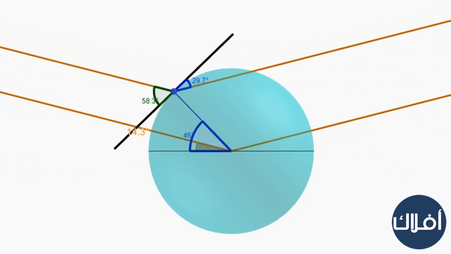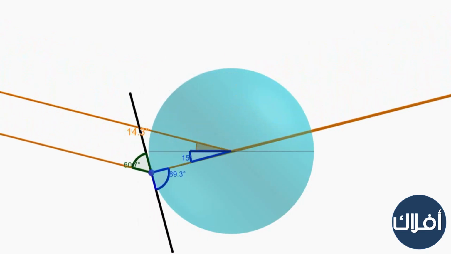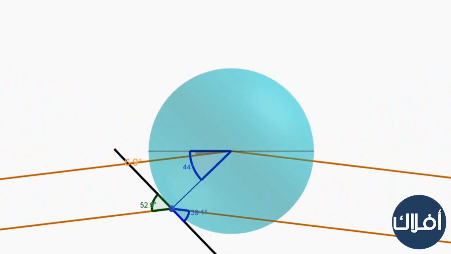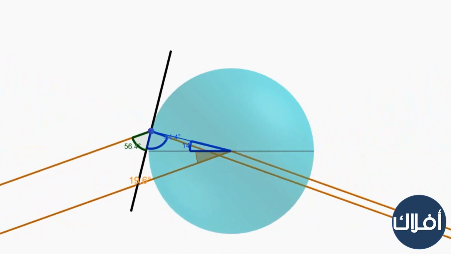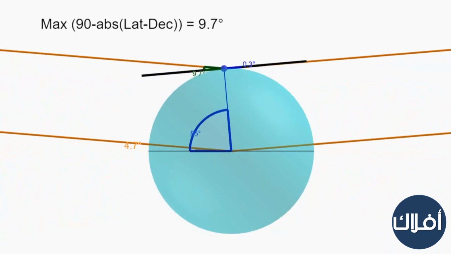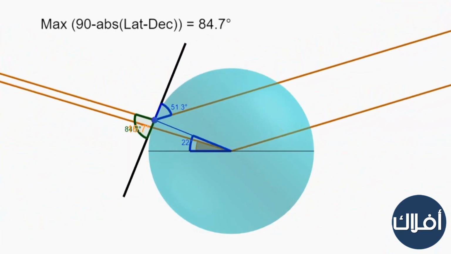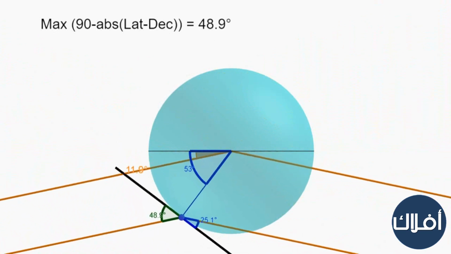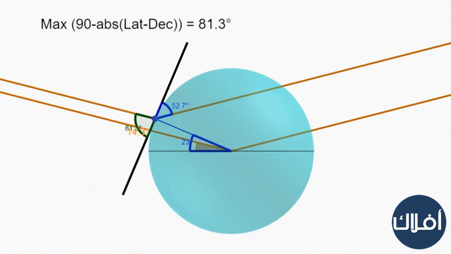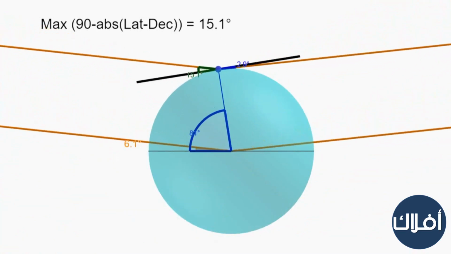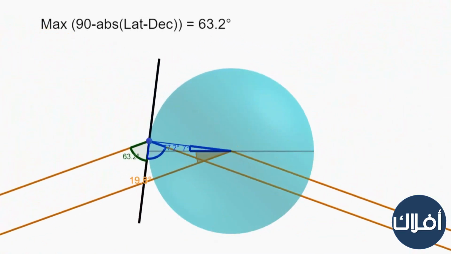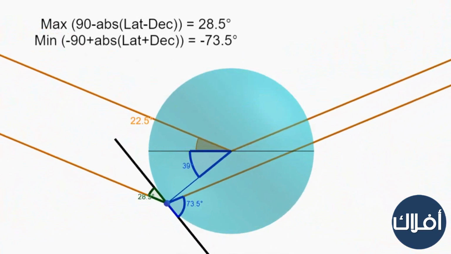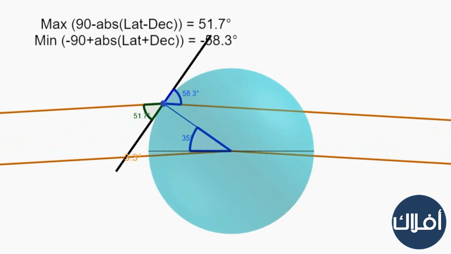But how do we know when these phenomena happen? There are simple equations to calculate the highest and the lowest sun altitude. The maximum altitude of the sun is calculated using the equation 90 degrees minus the absolute value of latitude minus declination. We use the absolute value because we don't care if the sun is towards the north or south. We can also calculate the minimum altitude of the sun throughout the day, when the sun is on the opposite side, using the equation minus 90 degrees plus the absolute value of latitude plus declination.